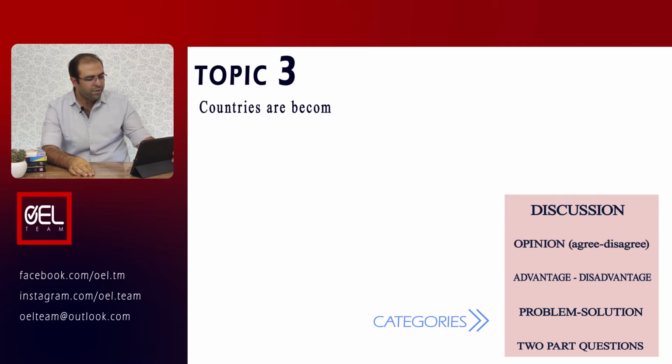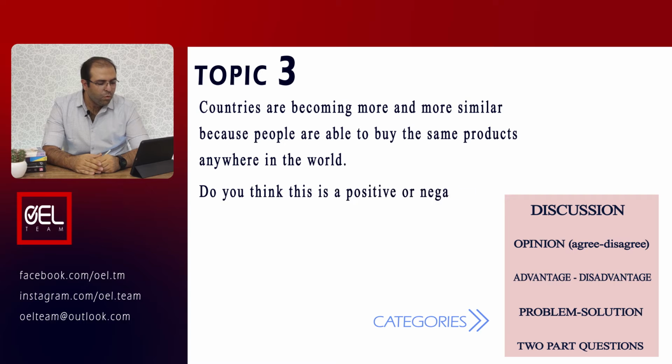Number 3. Countries are becoming more and more similar because they are able to buy the same products anywhere in the world. Do you think this is a positive or negative development? As you see, this is an example of advantage and disadvantage topics.